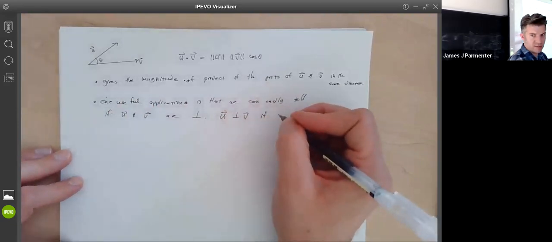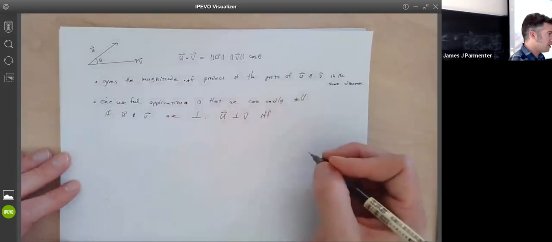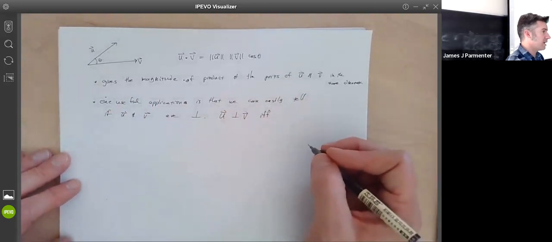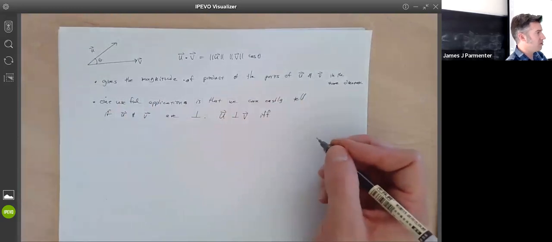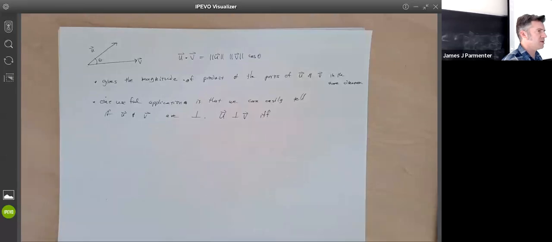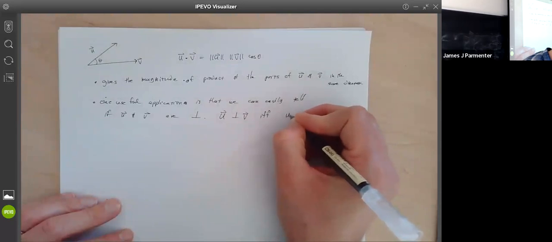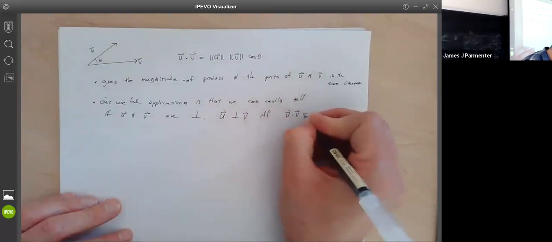I don't know if you guys have ever seen this before. "If and only if," people sometimes get lazy and write an if with two f's. This means if and only if, meaning if one is true, the other one's true. And if the other one's true, then the first one's true. It's a double implication. Each one implies the other one. So if you know one's true, the other one has to be true. If you know one's false, the other one has to be false. So this is true if and only if u dot v is equal to 0.